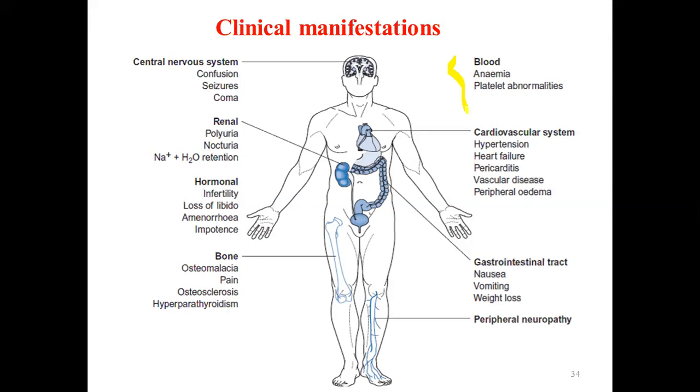Then apart from that, because the kidney is important in the production of erythropoietin, if erythropoietin production is reduced, the patient will have anemia of chronic disease.